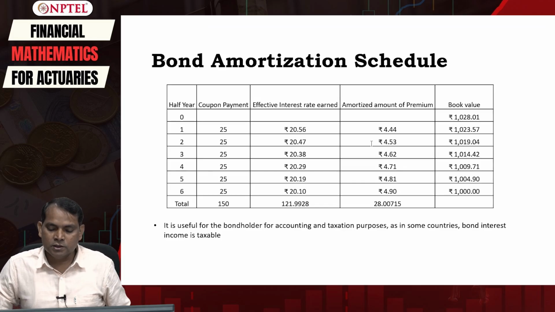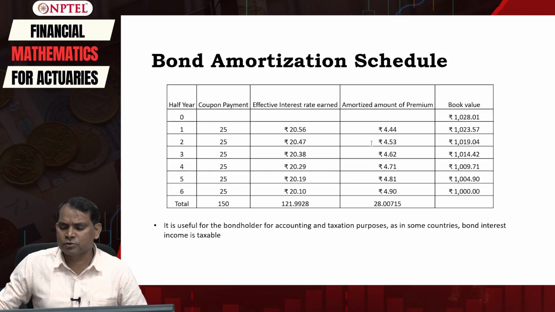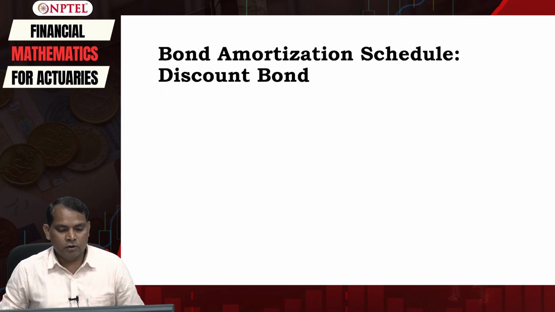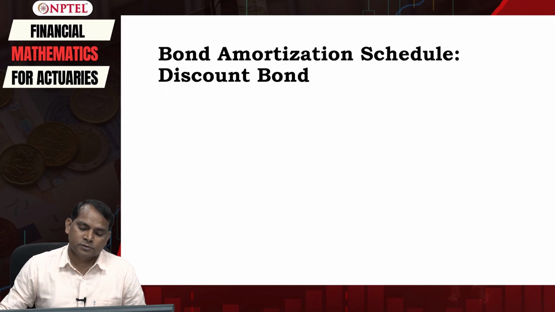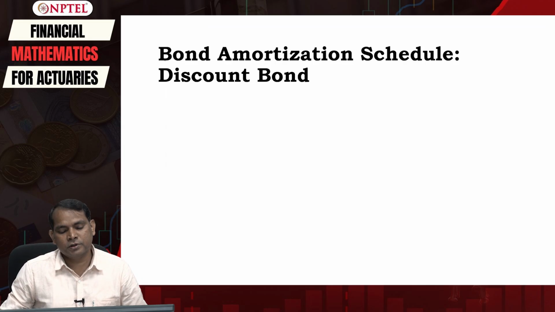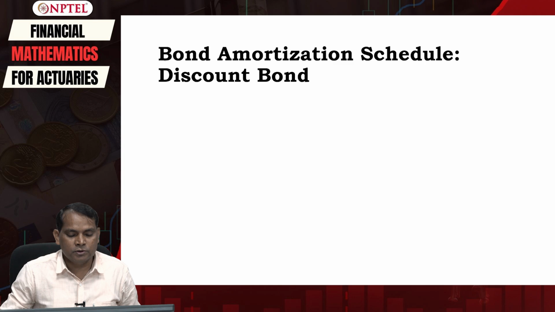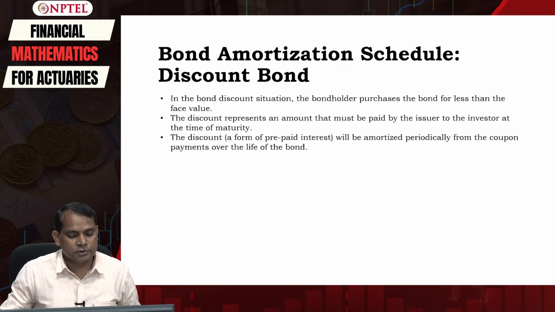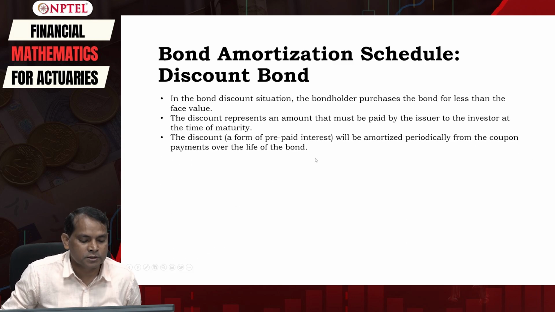So, this is the bond amortization schedule. Okay, so let us now do the same bond amortization schedule, but for a discount bond. Take the same example, but let us understand it first.